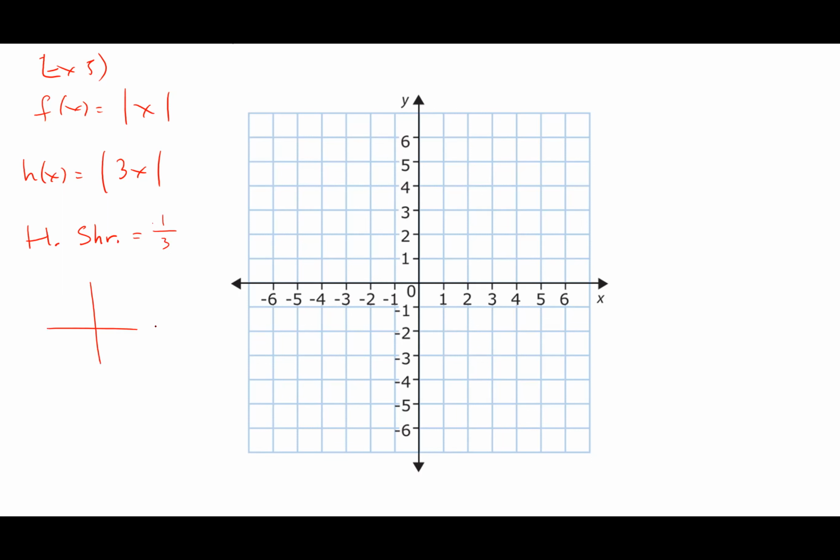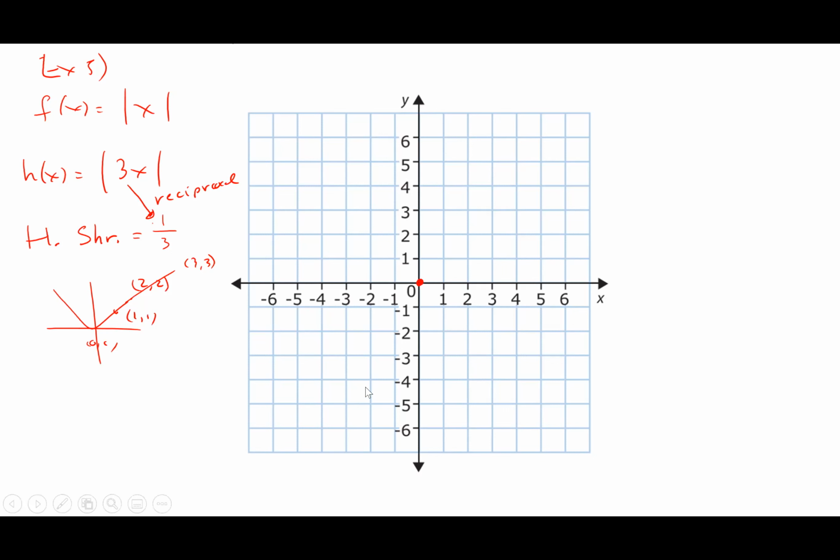So original function, and getting to the end here, this is 0, 0. This will be 1, 1. This will be 2, 2. And actually we should get to 3, 3 here. What we're going to do is multiply the x-axis by 1/3. That's what we're doing. So notice it's the reciprocal. So 0, 0 still remains 0, 0.